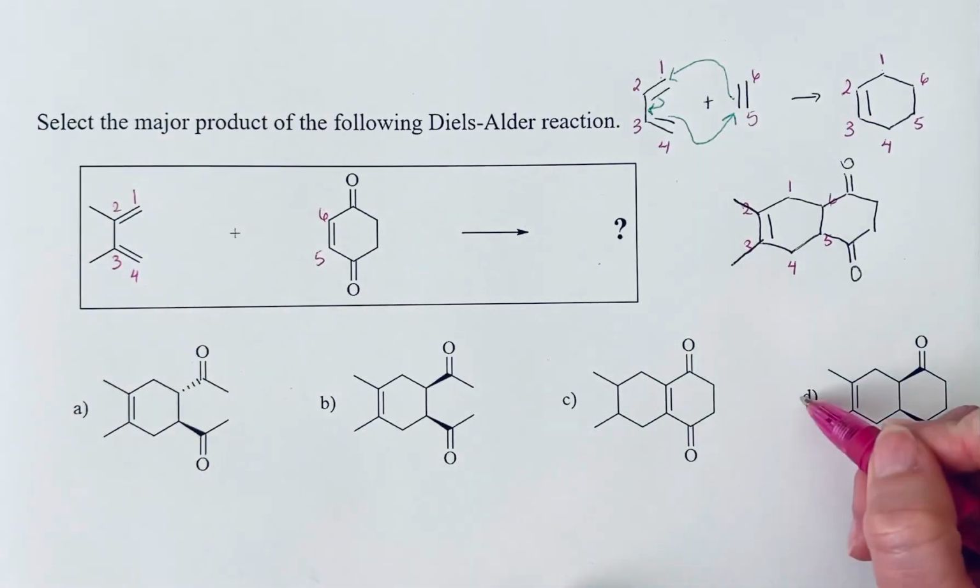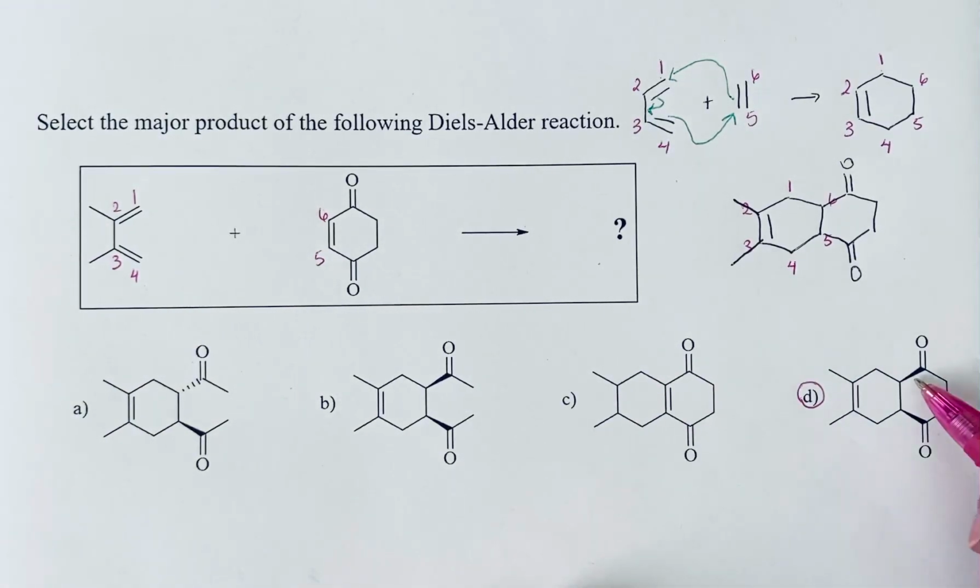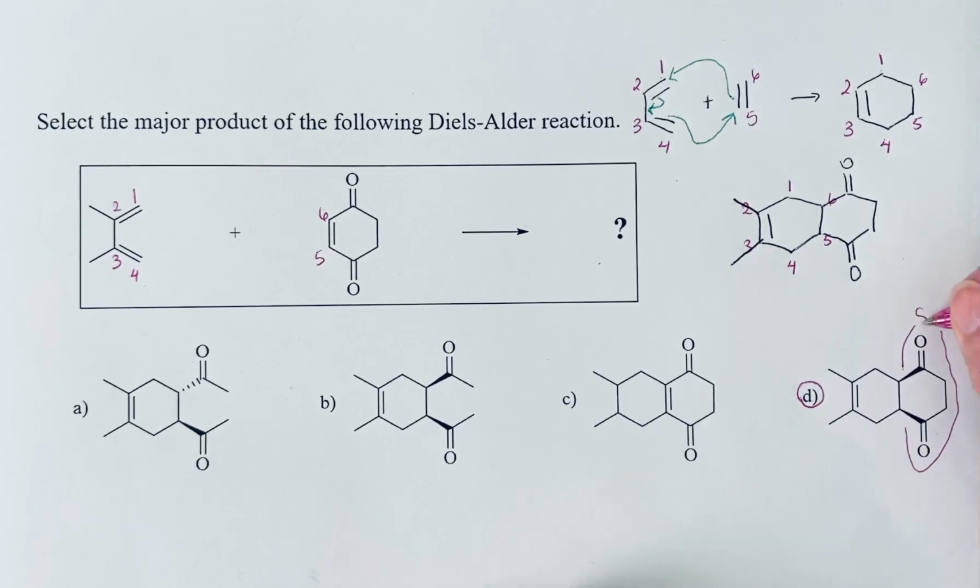So I'm going to go ahead and circle that and then just take a quick moment to explain the stereochemistry here. So this is really just indicating that these are syn to each other. So they came from a cis alkene.